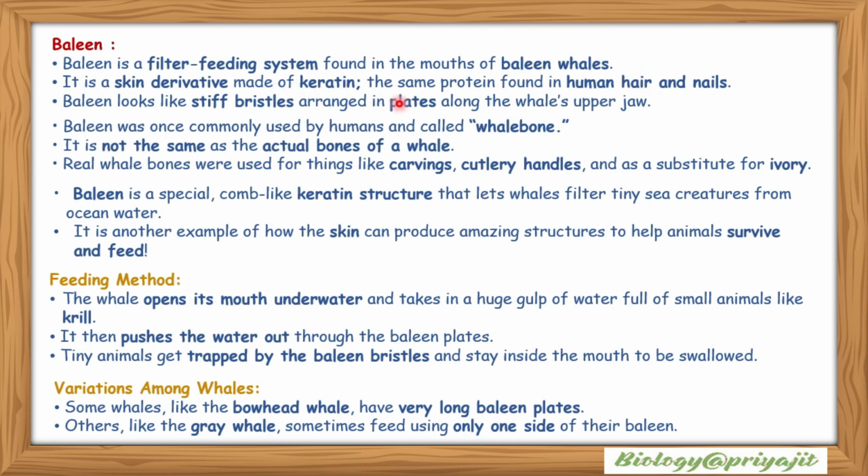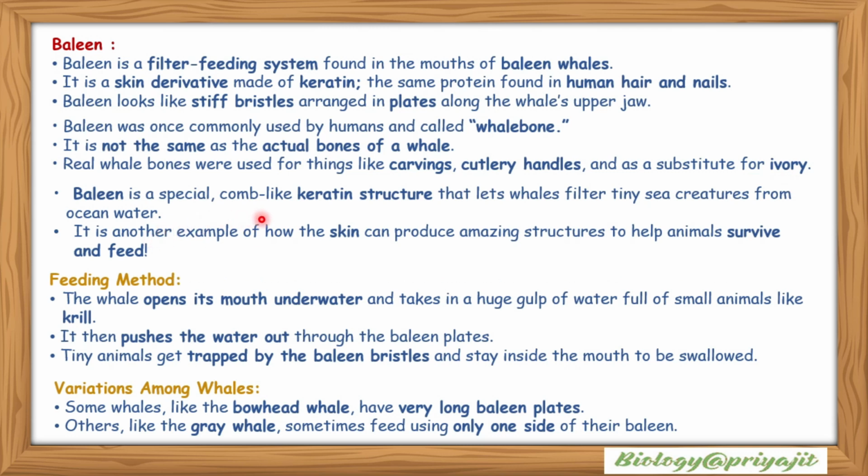Baleen. Baleen is basically a filter feeding system found in the mouths of baleen whales. It is a skin derivative made up of keratin, the same protein found in human hair and nails. Baleen looks like stiff bristles and is in plates along the whale's upper jaw. Baleen was once commonly used by humans and called whalebone. It is not the same as the actual bone of a whale. Real whale bones were used for things like carvings, cutlery handles, and as a substitute for ivory.